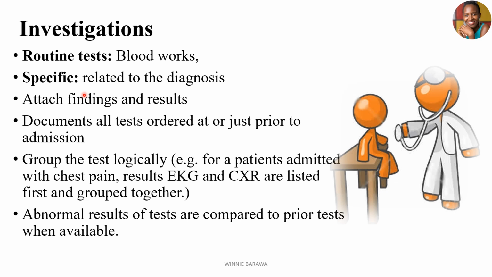And as a person who is writing a nursing care plan, this is the level where you are supposed to attach the findings and the results. If you're not supposed to go with the originals, of course, you will need to make photocopies and attach them at these particular levels. And then document all the tests ordered at or just prior to the admission. So you need to bring out each and every test that was done, pull them together and provide them in your write-up. Then you need to group the tests logically so that it does not look confused.